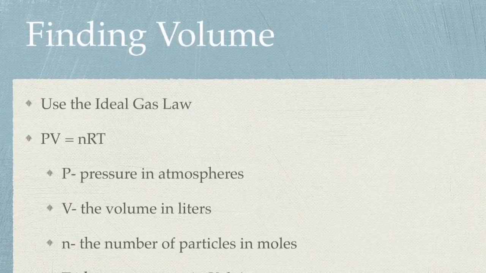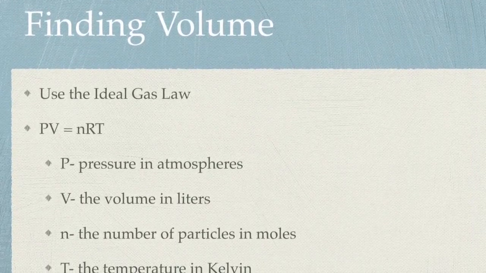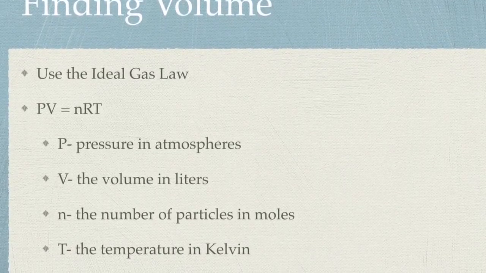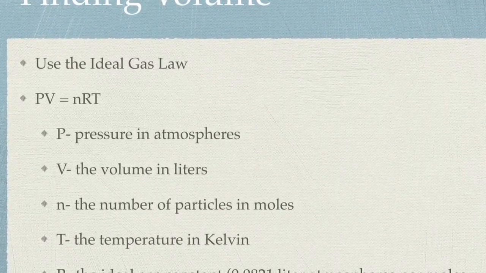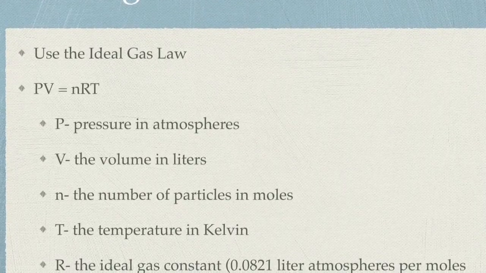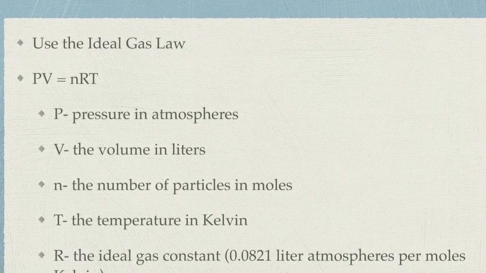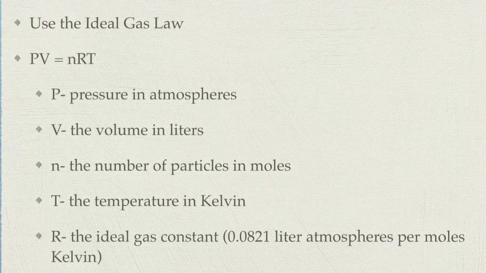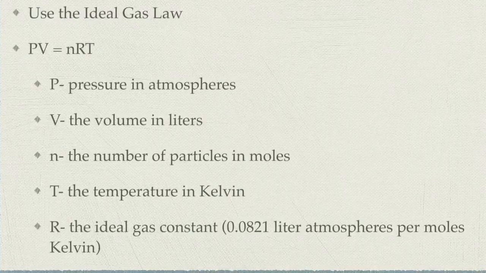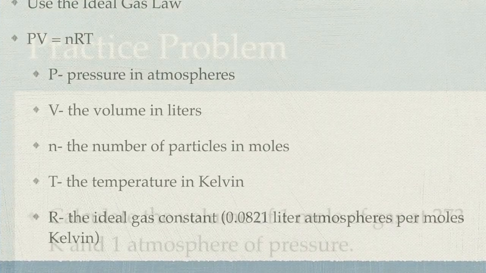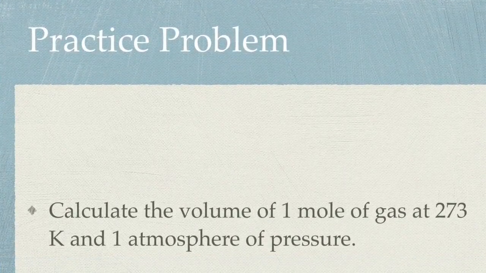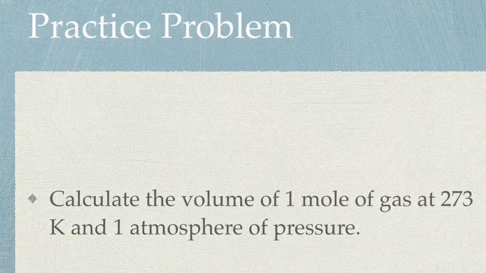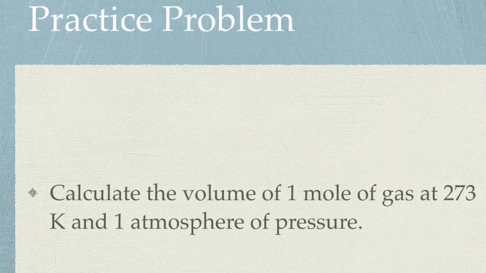To find volume, you use the ideal gas law, which is PV equals nRT. P is the pressure in atm, V is the volume in liters, n is the number of particles in moles, and T is the temperature in Kelvin. R is the ideal gas constant, which is 0.0821 liter atm per mole Kelvin. Practice problem. Calculate the volume of 1 mole of gas at 273 Kelvin and 1 atmosphere of pressure.